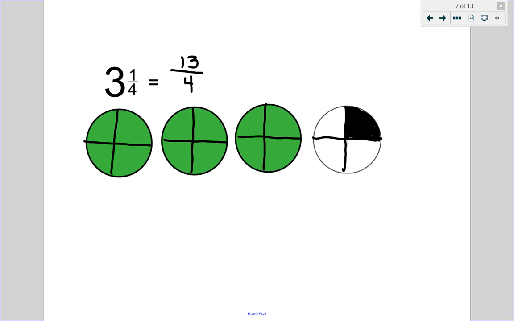Okay, so if you had to draw that, you would draw 3 circles, colored all in, divided into fourths, and then you have that 1/4 you still need. So you'd make another circle, divide it into 4, and just color in one section of it. It's like taking away that 3 and going, oh, I have a fourth. This is my fourth. These ones over there make up my 3.